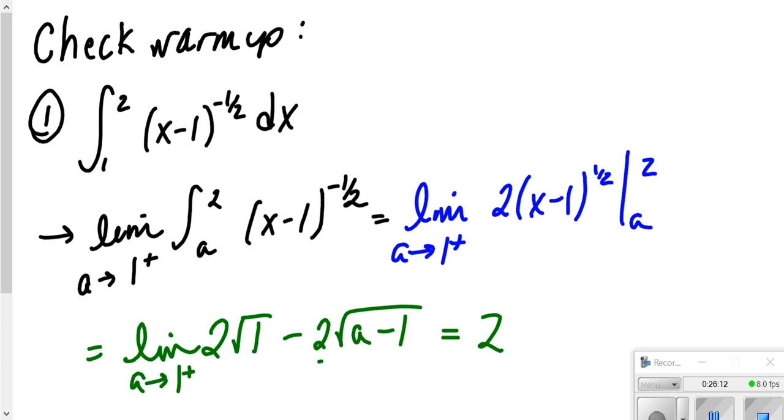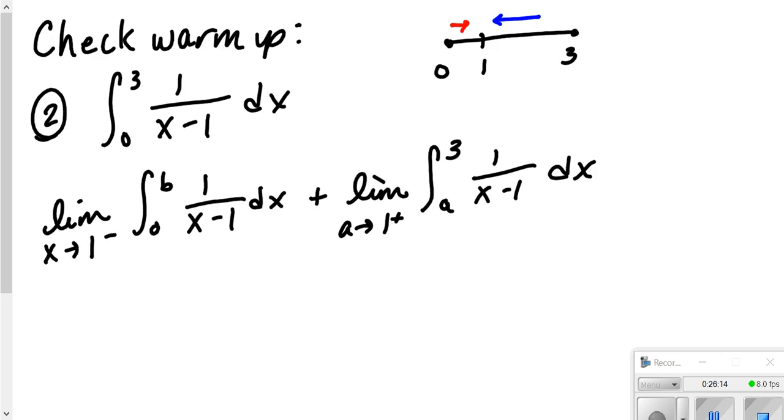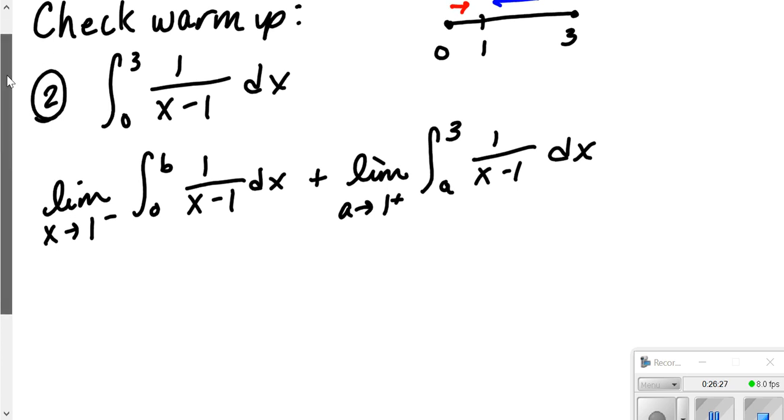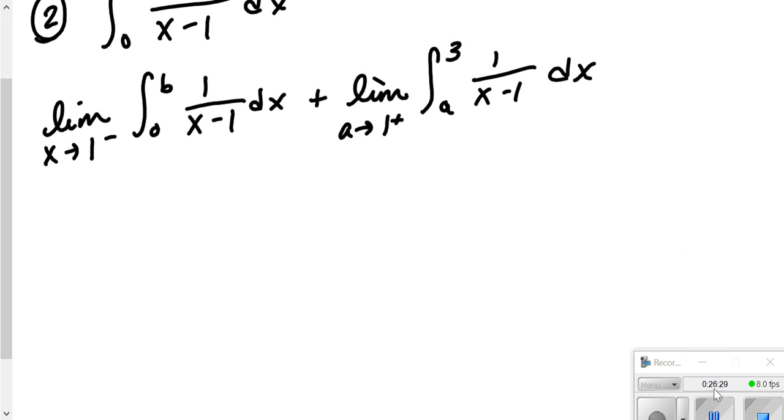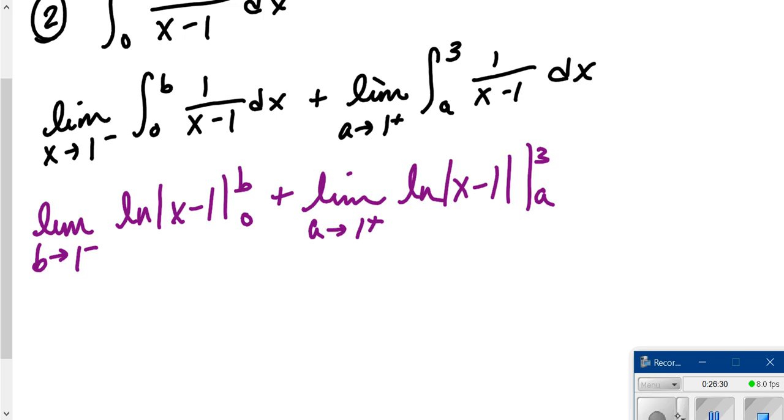All right, now the next one, by hand, we got natural log of 2. By calculator, we got an error message. So that's of interest, okay? If you work this one out further, it ends up being a pretty big mess, okay? Let's take a look at how that plays out. This is what we would have, rewriting the bounds that are problematic, right? We already replaced with a B and an A. And then we'd anti-differentiate and we'd have our bounds.